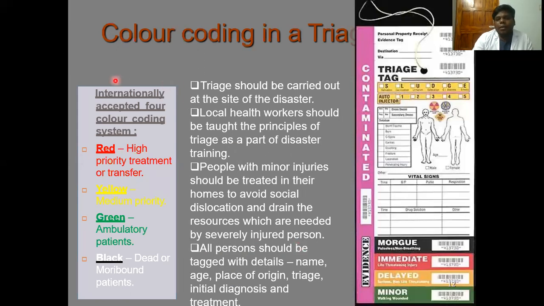So here we have the international color code for triage. We have red, yellow, green, and black. Black is for dead or moribund people, and green is for ambulatory patients, that is, any individual who has a minor injury or who can walk and is stable. Then yellow is for medium priority, and red is for high priority. These are the people who will have severe morbidity. So if we treat or intervene with them, we will be able to save a large number of people.